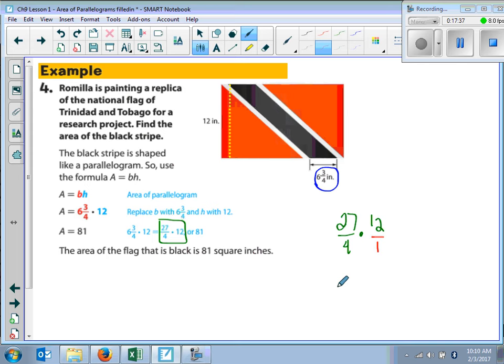So, we can put this over 1 if you want. So 4 divided by 4 is 1, and 12 divided by 4 is 3, and now it's just going to be 27 times 3, which is 81, over 1, which gives us 81. And our units, again, are square inches. And you can write inches squared.